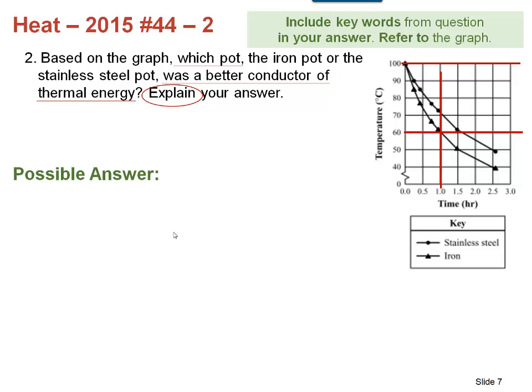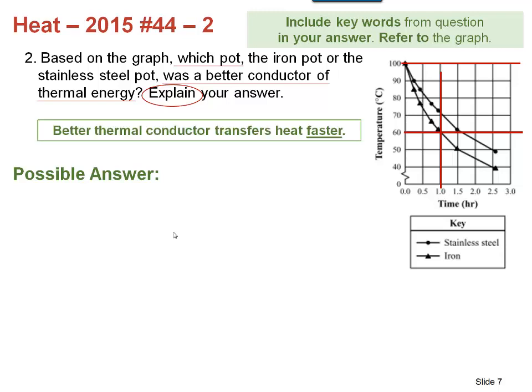In number 2, based on the graph, which pot, the iron pot or the stainless steel pot, was a better conductor of thermal energy? I circled explain to remind myself that I have to do that. So first, better thermal conductor means that it transfers heat faster. A poor conductor transfers heat slower. So if I compare how long it took the stainless steel and the iron to reach 60 degrees Celsius, I notice that the stainless steel took an hour and a half, whereas the iron took 1 hour only.